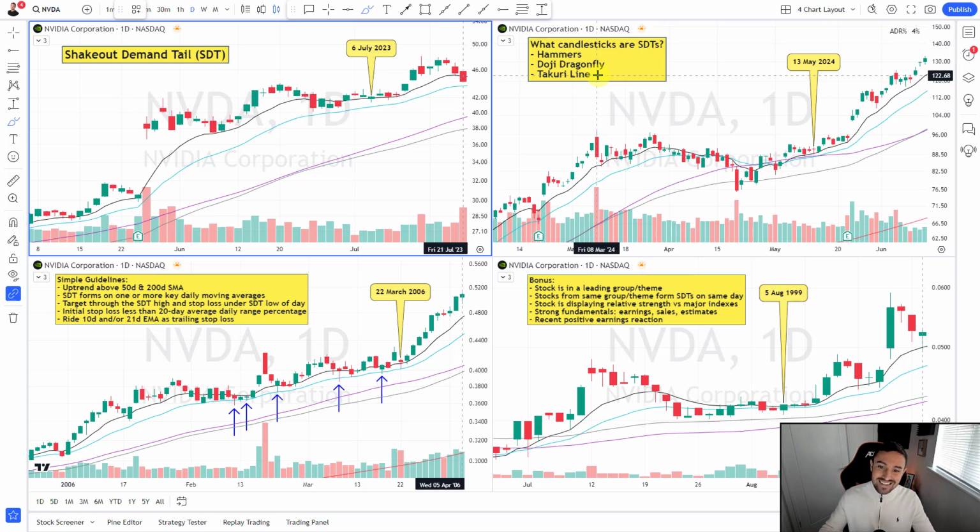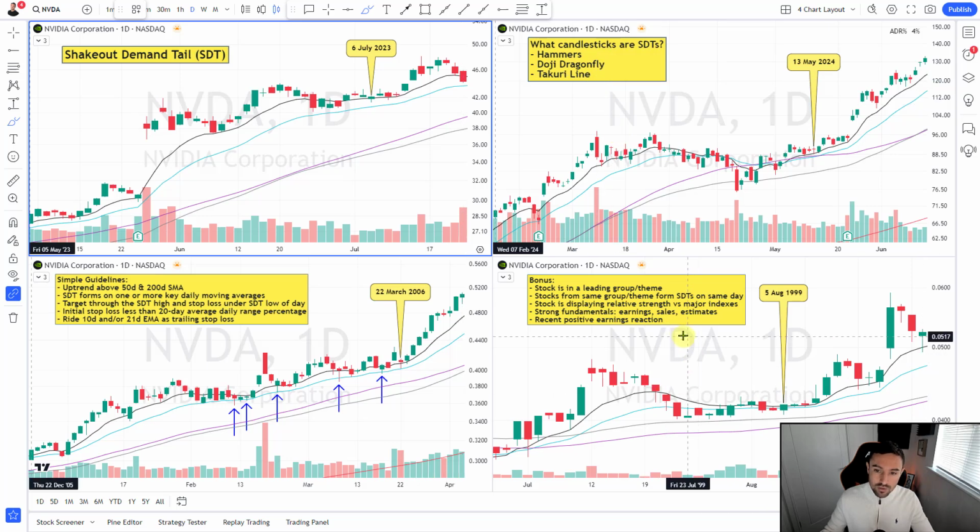I'm looking for it ideally in a stock that is a leader itself, is in a leading group or theme. The stock is displaying relative strength versus the major indexes. It has strong fundamentals, so ideally triple-digit earnings, high sales coming through, really impressive estimates. Potentially there's a strong story there as well, and recent positive earnings reactions. They're going to be some of the nuances that I'm looking for, and it's also looking for this specific candlestick, which is around 1 or more key daily moving averages.